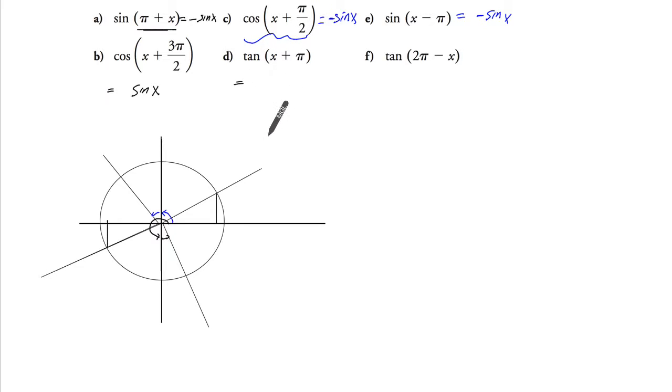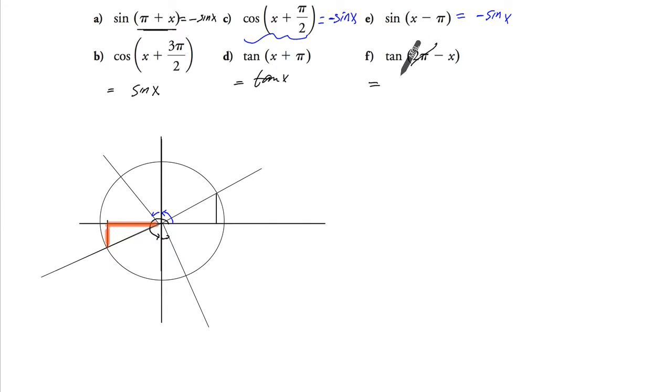This right here, it's pi plus x. This is in the third quadrant, and in the third quadrant, tangent is positive, because it's y over x, or sine over cosine, but they're both negative in the third quadrant, so it's going to be positive. So it's equal to positive tangent of x.